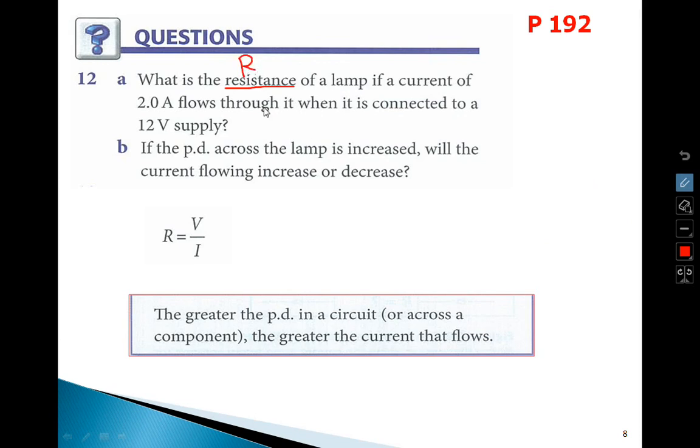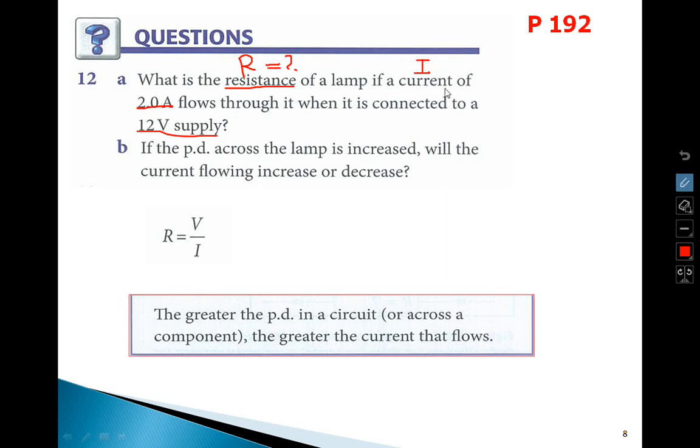It's very important to read the question one, two, three times until you understand it. Understanding the question is half of the correct answer, 50% of getting the correct answer. So what's the resistance of a lamp if a current of 2 ampere flows through it when it's connected to a supply of 12 volts? We need to find R.